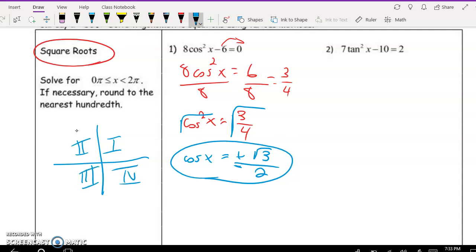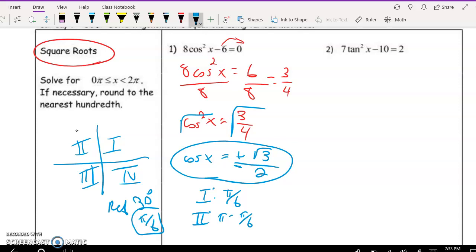I just think about it as finding the reference angle and then applying it to all 4 quadrants. So if you'll notice on the unit circle, when cosine is square root of 3 over 2, that's a 30-degree reference angle, or pi over 6 for our purposes. So in quadrant 1, it's just going to be pi over 6. In quadrant 2, I'm going to take pi minus pi over 6.